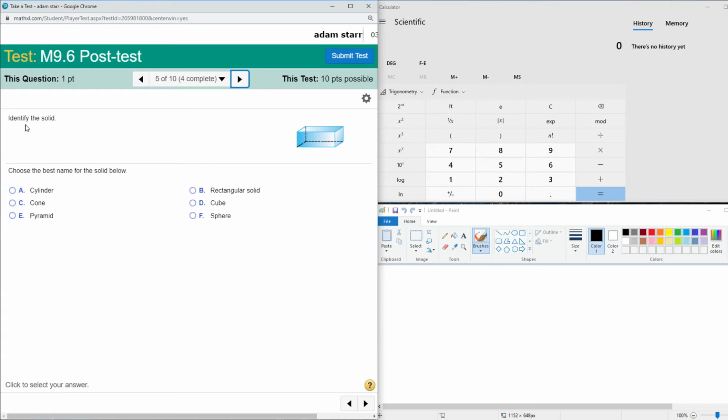This next one is to just identify the solid. This goes back to some previous knowledge of 3D shapes. This one here for me is a rectangular solid. It's not a cube because not all the sides are the same. Clearly not a sphere or a cylinder or a cone or a pyramid. If you're unsure what yours is, just do a quick Google search to refresh on some of these shapes.